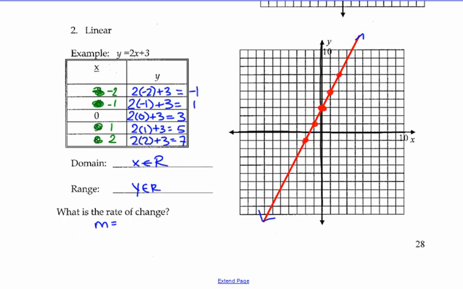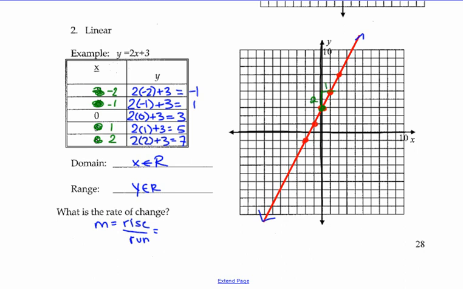How do we get a rate of change? What over what? Rise over run. Remember, we always pick a point. Doesn't matter where we start. Let's start at 0 and 3. Let's go to the next point. So I have to go up how much? Up 2, and then right 1.